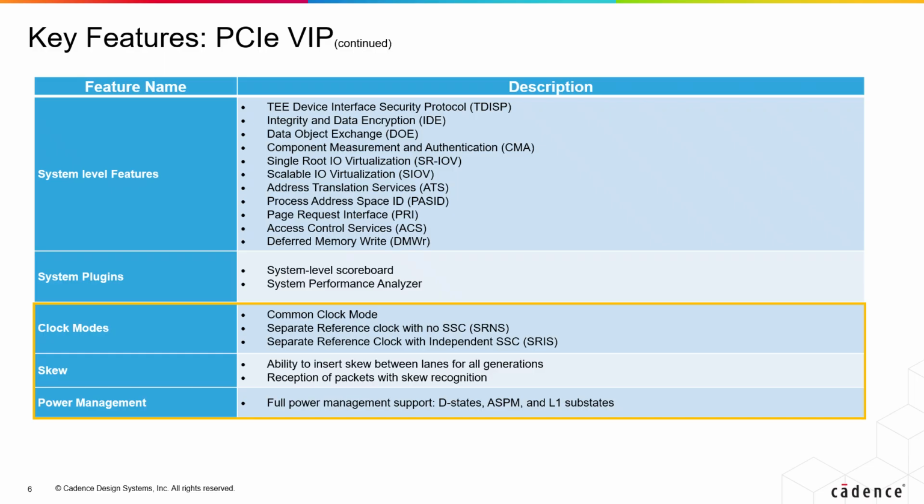The SKU support includes the ability to insert SKU between lanes for all generations and the reception of packets with SKU recognition. Finally, the VIP supports power management, which has support for D states, ASPM, and L1 substates. This comprehensive feature set highlights the PCIe VIP's readiness for next-generation PCIe standards and complex system designs.